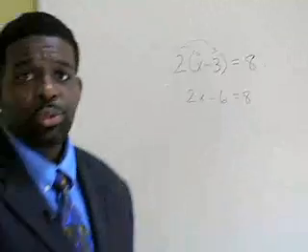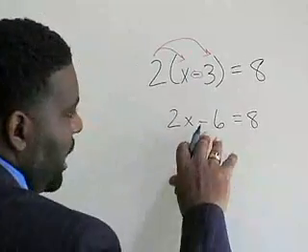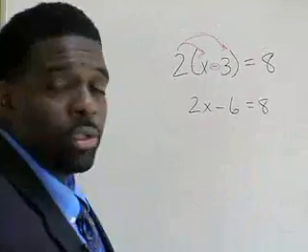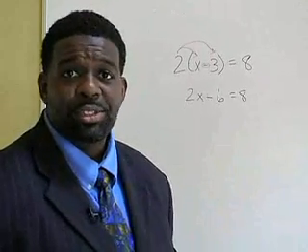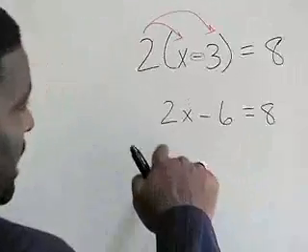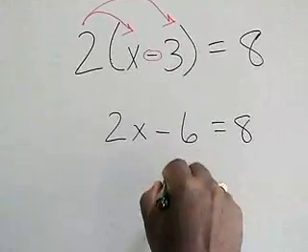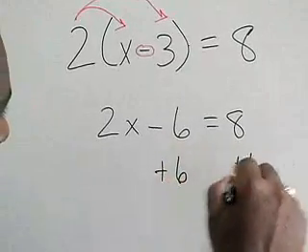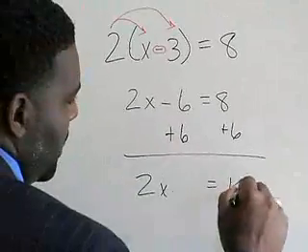So now I'm back to doing my 2-step equations. And when I do that, I simply have this minus 6. Our goal is to always isolate the variable, but if we can't isolate the variable, we isolate the term with the variable in it. So in this case, we want to isolate this 2x. So I see this minus 6, so I need to add 6 to both sides. When I do that, I get 2x is equal to 14.